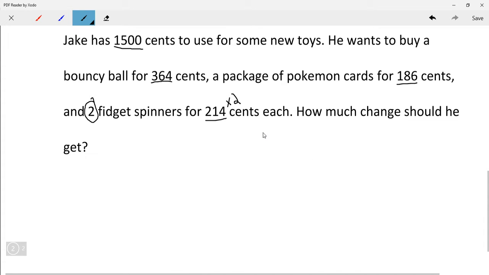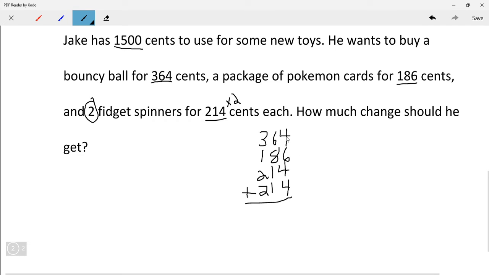So what I'm going to do is use the standard algorithm, and we can actually stack all of these numbers on top of each other. 186, 214, and I have to put in 214 twice because he bought 2 fidget spinners. Okay, so we are adding all of these up. So we have what he started with, 1,500. Now we have to find what he spent, which is this.